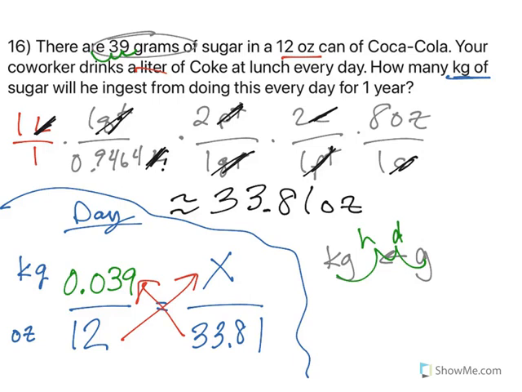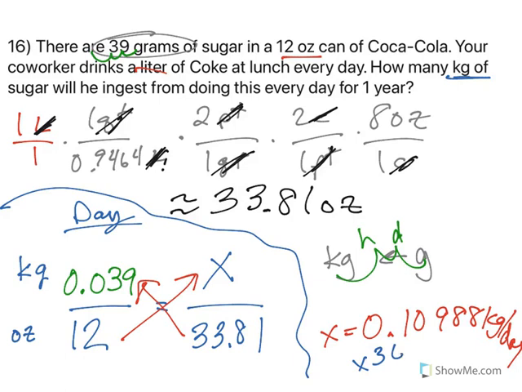Cross multiply and divide, and I end up with 0.10988 kilograms per day. If we say there are 365 days in a year, then that means this old friend ingests 40.1 kilograms of sugar per year just in the Coca-Cola drank at lunch. That's a lot of sugar.